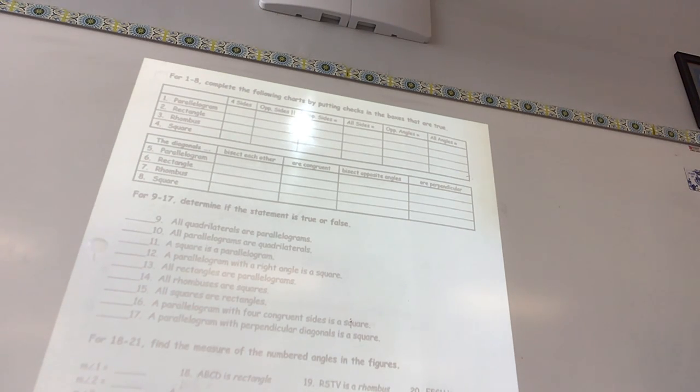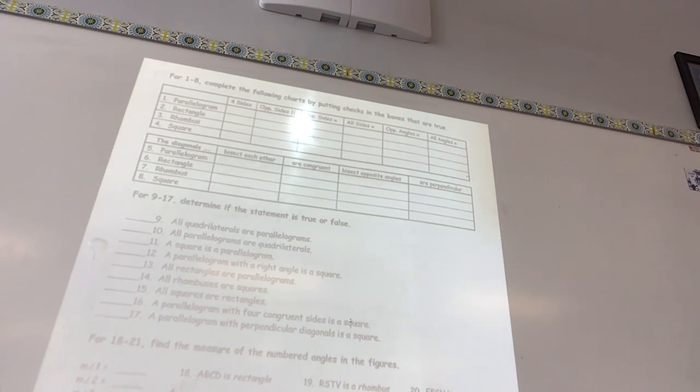Number 13. All rectangles are parallelograms. True. All rhombuses are squares. False. Excellent. All squares are rectangles. True. A parallelogram with 4 congruent sides is a square. False, because you have to be a rhombus.